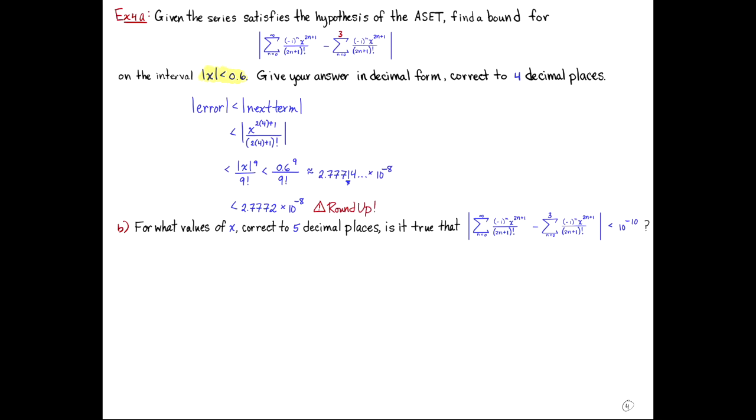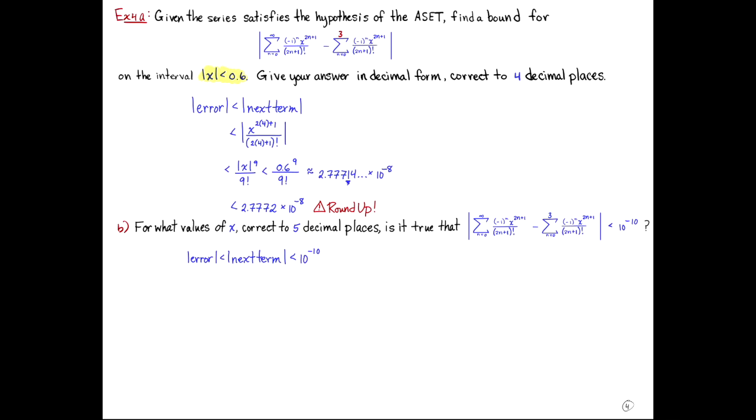In part B, we want to know for what values of x, correct to 5 decimal places, is it true that the infinite sum minus the finite sum from n equals 0 to 3 is less than 10 to the negative 10th. The size of our error is less than the size of the next term, which we want to be less than 10 to the negative 10th.